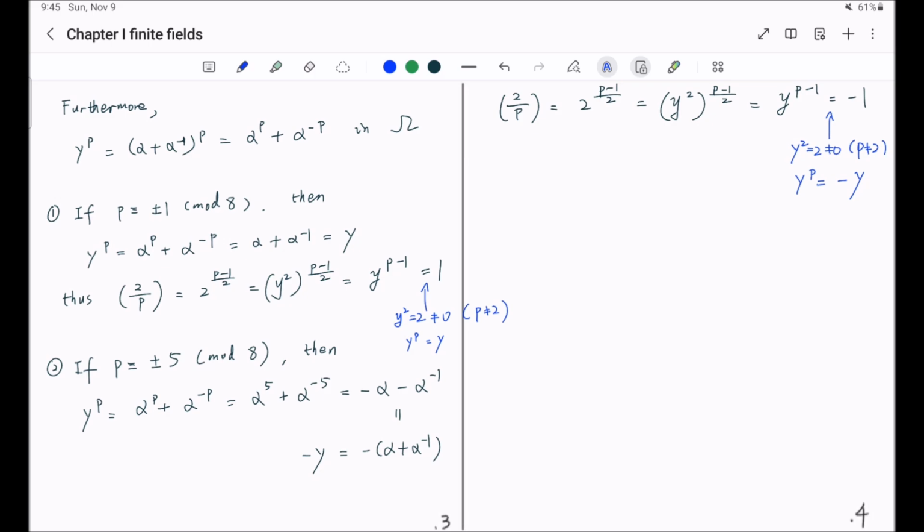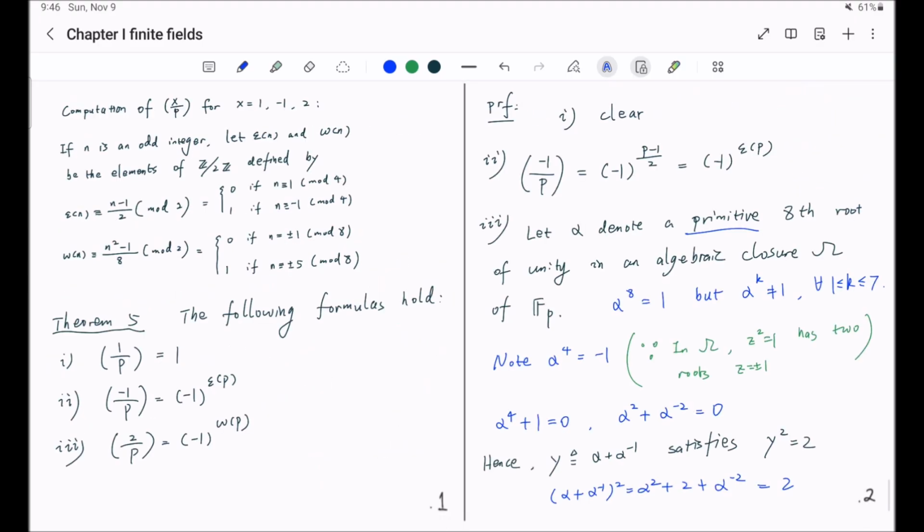We have shown that when p is equal to plus minus 1 mod 8, this 2 over p is 1. And when p is congruent to plus minus 5 mod 8, 2 over p is negative 1. And that precisely corresponds to the definition for omega of p. So we are done.